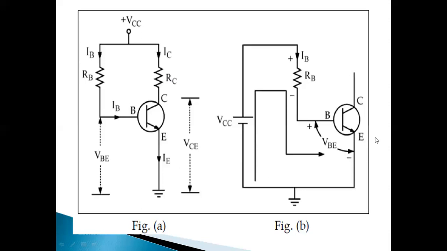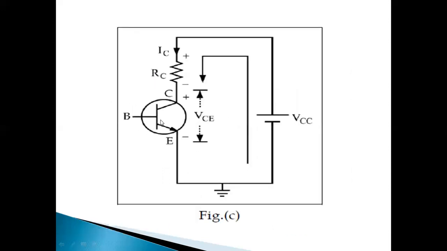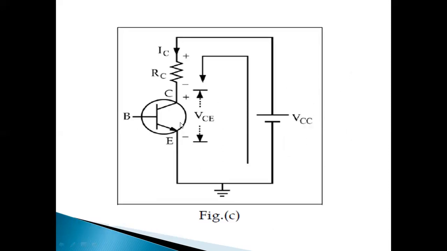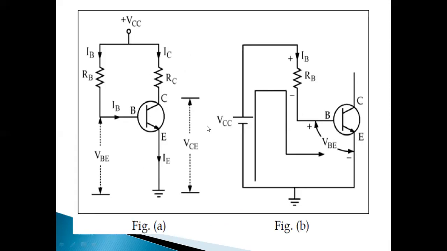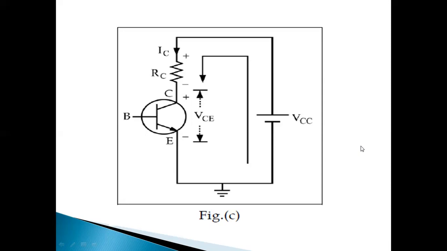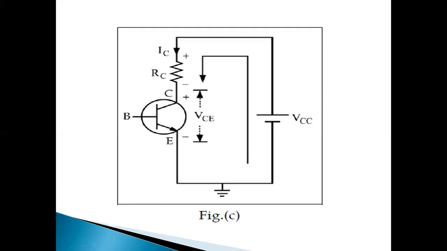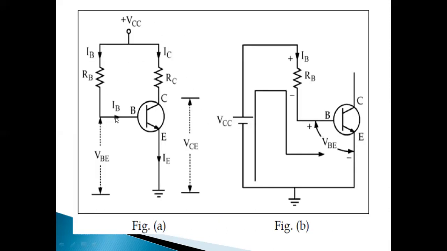Now we apply Kirchhoff's law on the output side. What happens? On the output side also we are going to have the supply. If we arrange this, the negative terminal is connected to the emitter. Now in the figure, the base emitter junction is forward biased because the base is positive with respect to the emitter. See here, the base is positive.